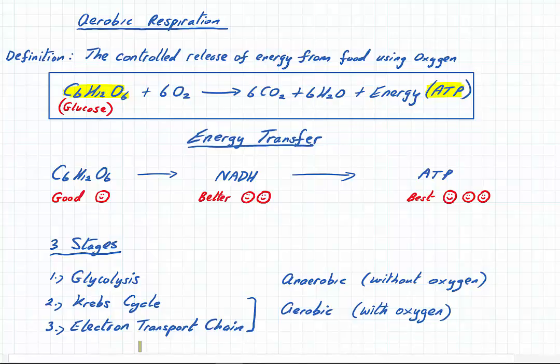So let's go through these three stages one at a time. And as I said, the equation above is key. This is what everything that's happening relates to. As I go through these three stages, I will keep returning to the main equation to see how we're progressing overall in our conversion of energy from glucose to ATP.